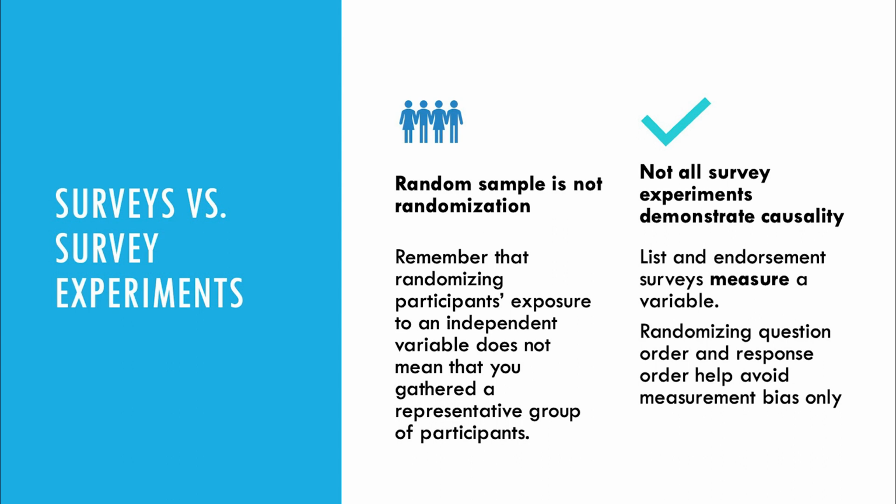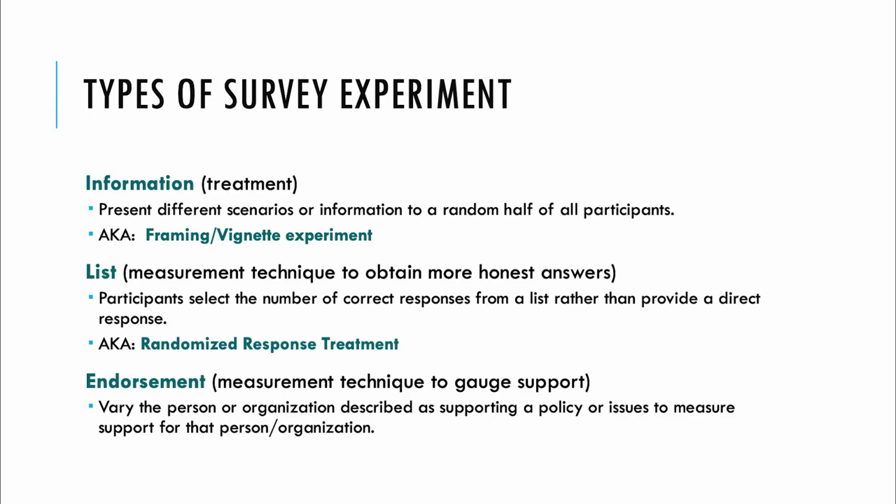The other thing to remember as we go through the types of experiments is that they don't all demonstrate causality. Information experiments can show that a frame causes a reaction, but list and endorsement experiments are different ways of measuring opinion. So the other key difference between surveys and survey experiments is that surveys just measure opinion. They don't really establish what causes opinion, but some survey experiments can actually show causality. To make this more clear, I'll talk about three types of survey experiments: information experiments, list experiments, and endorsement experiments.